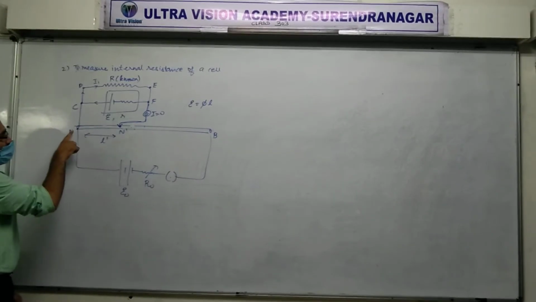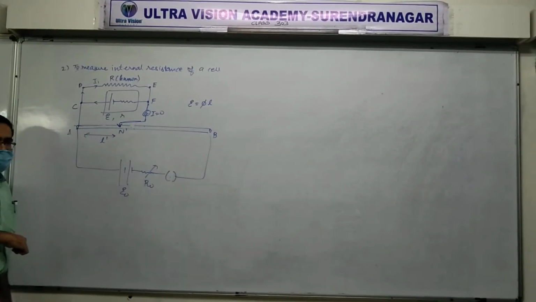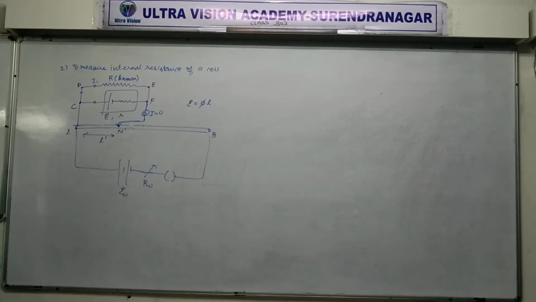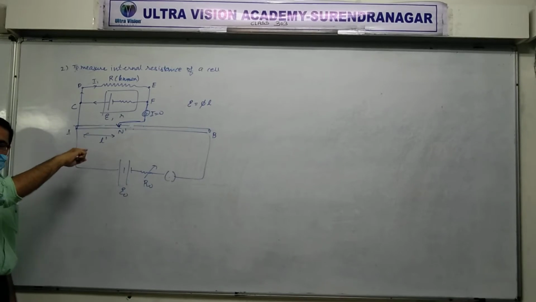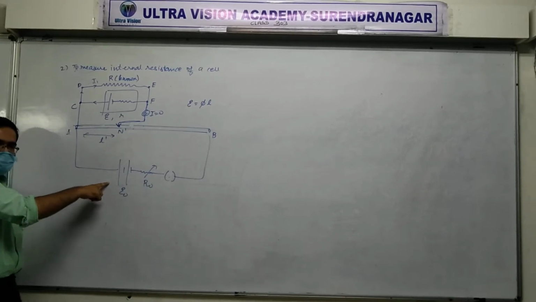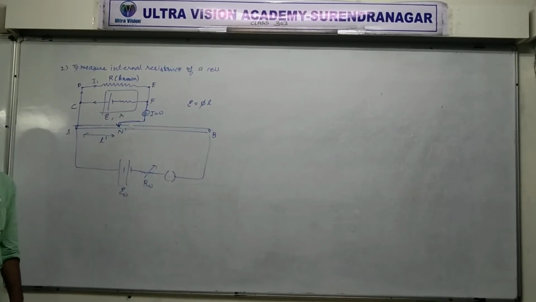So which point is at higher potential? A or N dash? A. Clear or not? Current is going to flow from A to N dash, or you could say it is towards the positive side of the battery. Clear or not? Yes. Everyone got there?